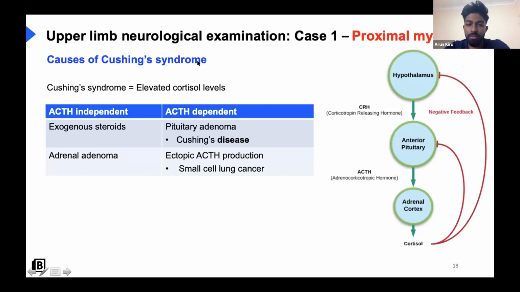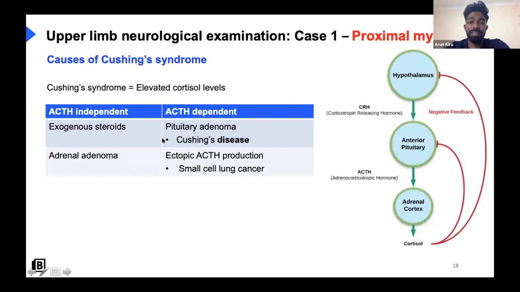Now let's focus on this. ACTH dependent, and these patients also have high cortisol levels, but this is because we've got originally high ACTH levels. So it's a high ACTH that's driving the raised cortisol levels. Why? Similar to adrenal adenoma, you've got a pituitary adenoma that's pumping out loads of ACTH, which goes on to make loads of cortisol. So that's fairly self-explanatory. If you've got an adenoma here, you have high ACTH, plus you have high cortisol. And this is just called Cushing's disease.